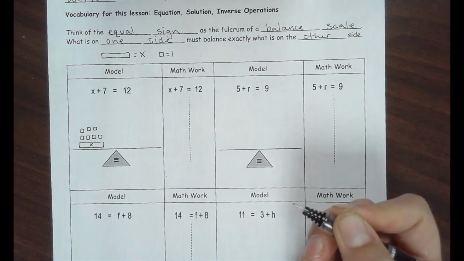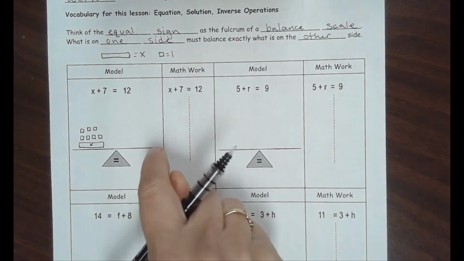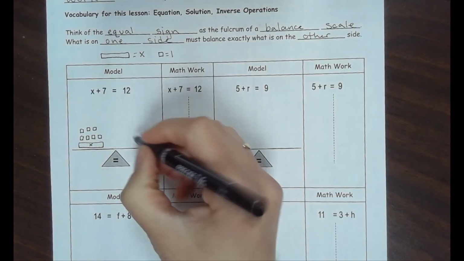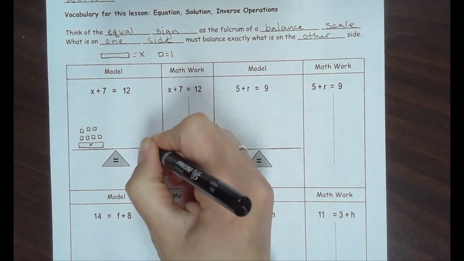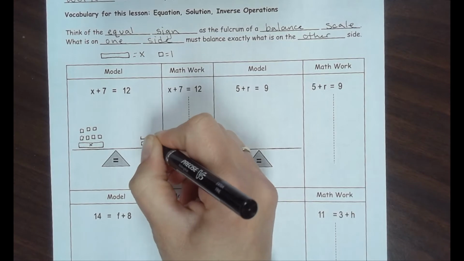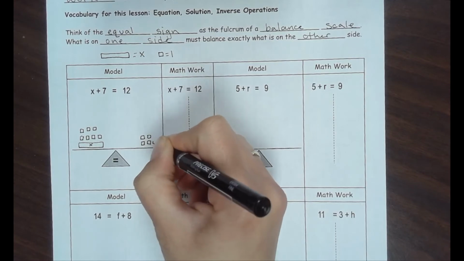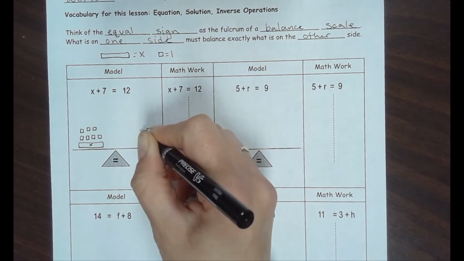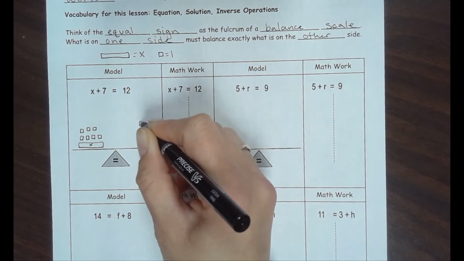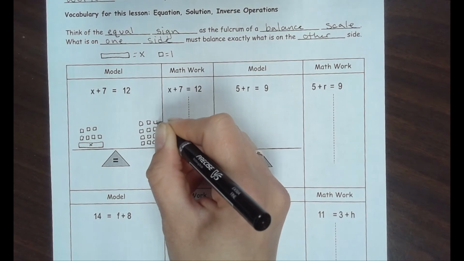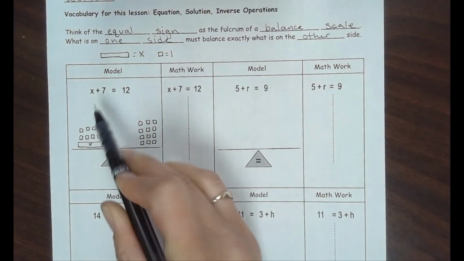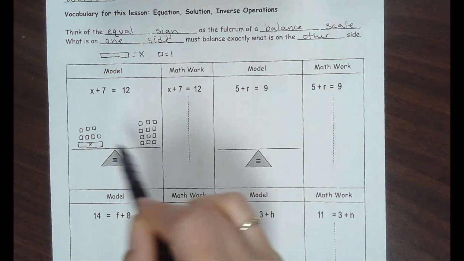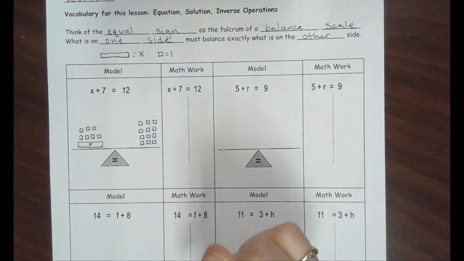Okay, the way this sits, this side would be heavier because there's nothing on this side. But on this side, we're going to draw 12. So we're going to draw 12 of those little squares. 3, 4, 5, 6, 7, 8, 9, 10, 11, and 12. So on this side, we have x plus 7. On this side, we have 12. And since they are equal, we know that they weigh the same amount.